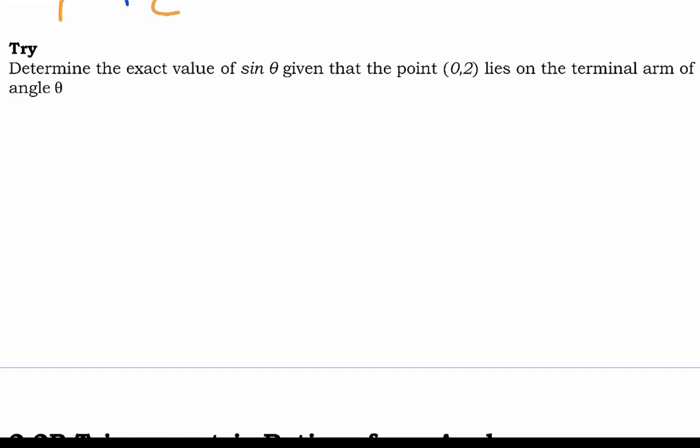All right, so now you're back. Great. So just to quickly go over this, make sure that you got this correct. Determine the exact value of sine theta given that the point (0, 2) lies on the terminal arm of angle theta. All right, so again, sketch out my coordinate grid. (0, 2), where does that lie? (0, 2) lies on the y-axis. So what is the angle that we are dealing with? We are actually dealing with 90 degrees.